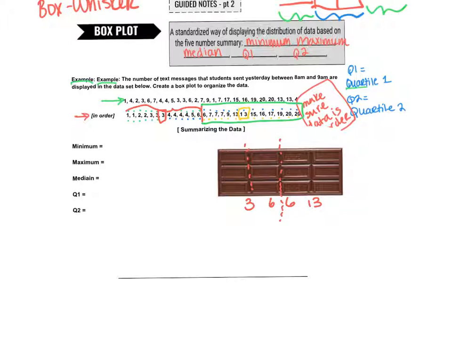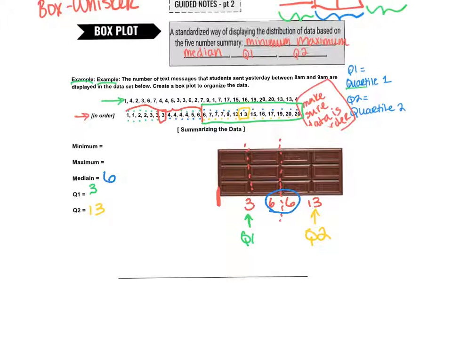So the actual median of my data set is the number right here between 6 and 6. There is no number between 6 and 6, because 6 and 6 are the same number. So the median of my data is 6. This 3 represents our first quartile, and this number 13 represents our third quartile. So our first quartile is 3, our third quartile is 13.